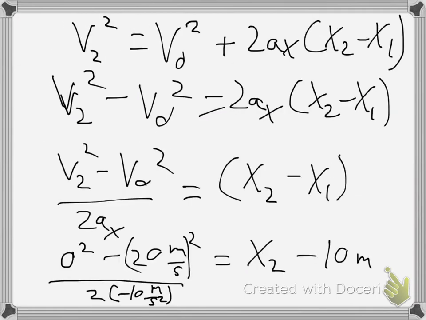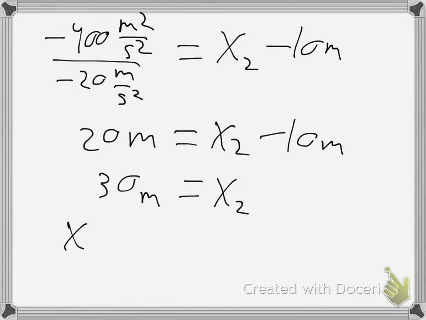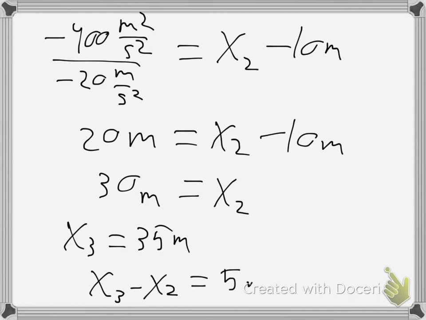So remember that x3 is equal to 35 meters. So then x3 minus x2 is just 5 meters. So they're still 5 meters away from the car and the deer. So the deer is safe. So that's good news. Yay.